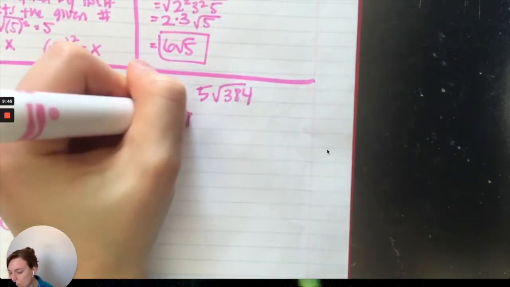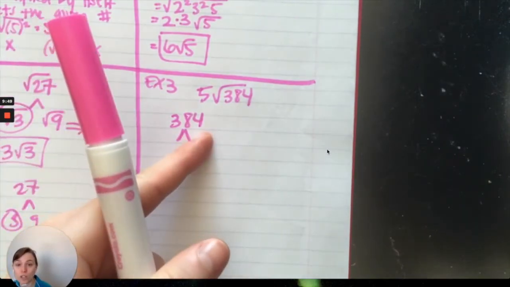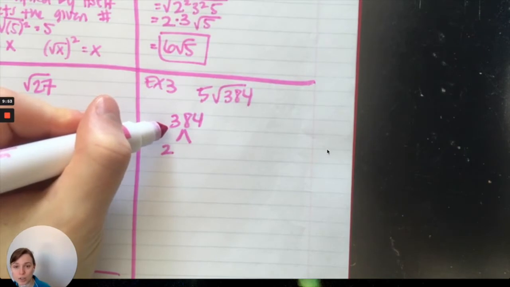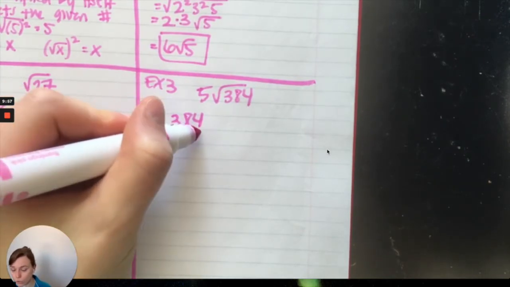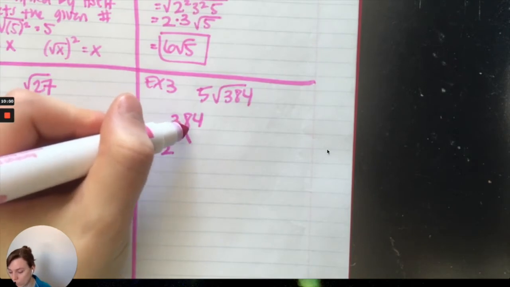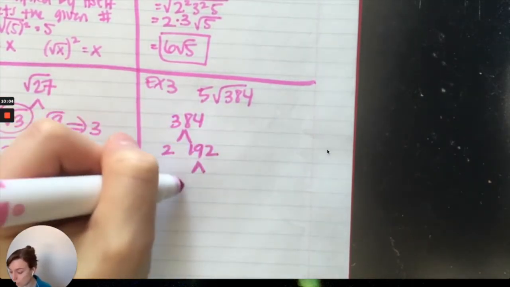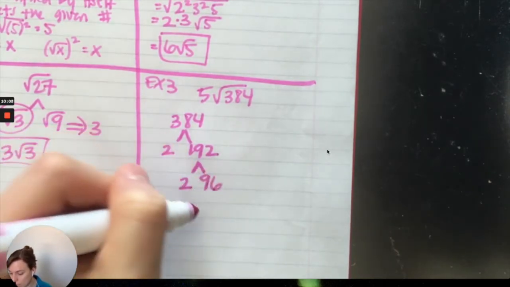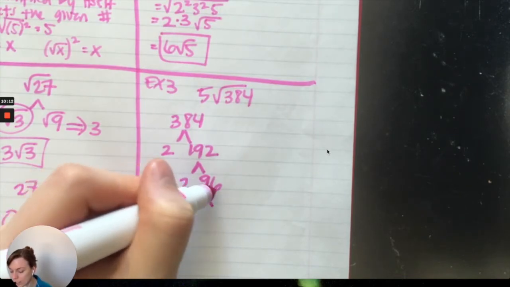So when I do this factor tree, 384 ends in a 4, so I know it's even. So I know 2 goes into it. Half of 300 is 150, half of 80 is 40, half of 4 is 2. So 150 plus 40 is 190, plus 2 is 192. 192 also ends in a 2, so that's 50, 95, 96. I think, let's see, 3 goes into this, because 9 plus 6 is 15.